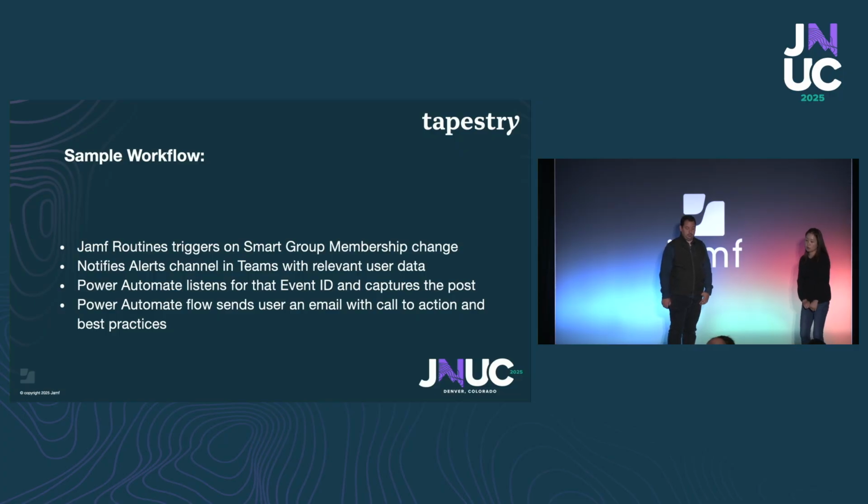So the sample workflow goes from Jamf routine triggers on smart group membership change. When the user moves into the smart group, it will trigger the routine. It notifies the alert channel in Teams with relevant user data, like username, machine name, serial, or the amount of space left. Power Automate listens for that event ID and captures the post, and then it sends the user an email with best practices. This is a sample workflow, and we've actually started planning to build on top of this as well for our low disk space users, where Power Automate is actually going to do the opposite and start to trigger some Jamf routines or Jamf API calls.